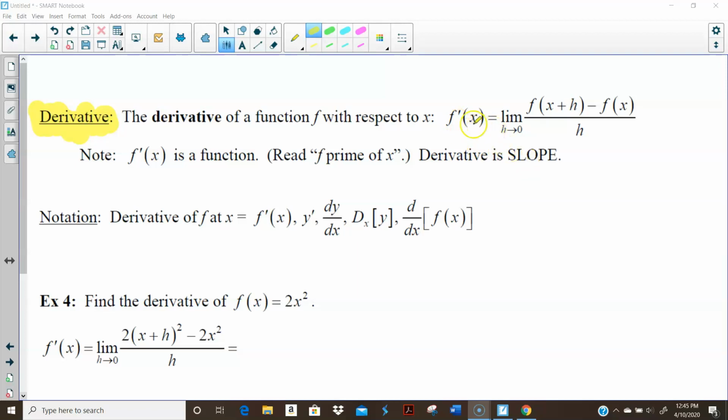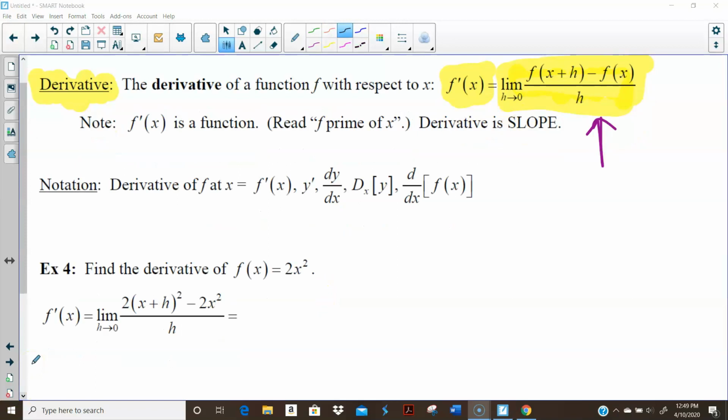So another way to note derivative is to use this notation here, which you read as f prime of x. F prime of x is equal to this formula that we learned today. And basically, it's just the formula for the slope of a tangent line. So here are some other notations. F prime of x, y prime, dy over dx you see quite often. Those first three are the ones that I see the most of.